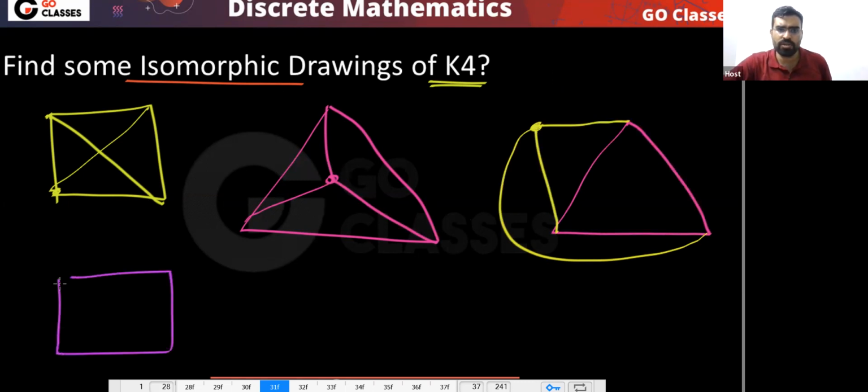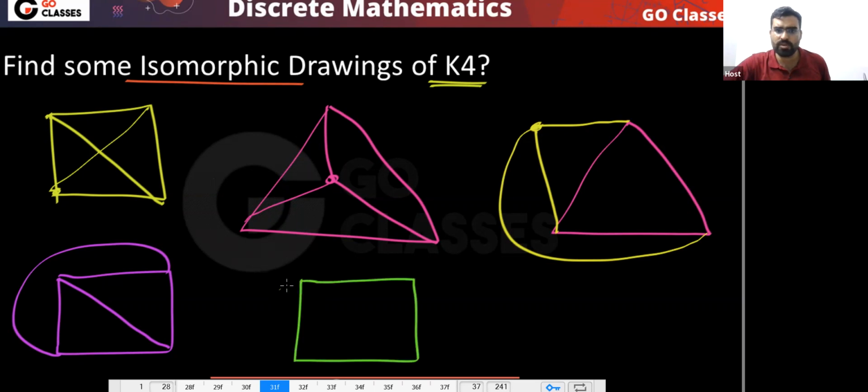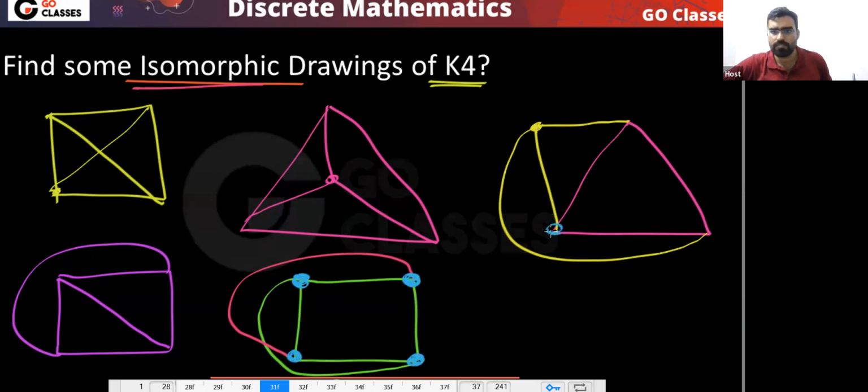Okay, for example, you can draw the K4 like this also. This is also K4. All these are K4, correct? You can draw like this, and you can draw like this. So basically, this is how you can draw K4. There are many isomorphic drawings of K4. All these graphs are basically K4. Quite simple, like this you can do.